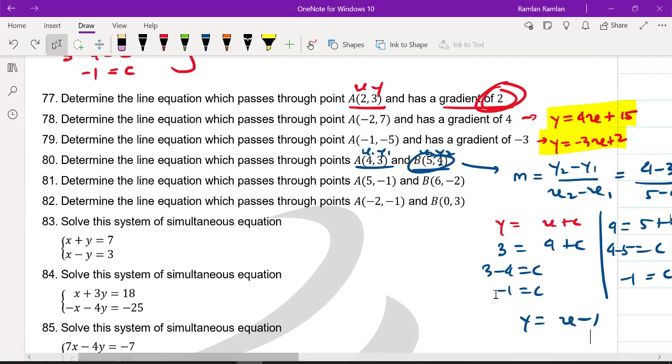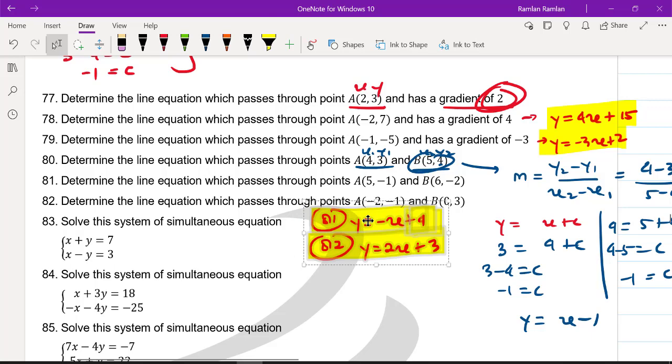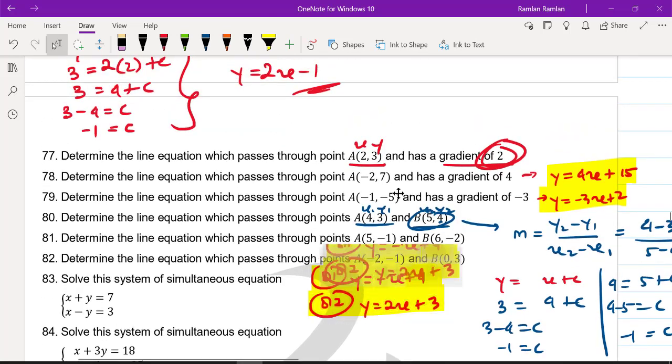You can pause the video now and try to do number 81 and 82, and then go back to the video to see the final answer. Okay, so for number 81 and number 82, these two are the final answers. You can check your answer and check whether it is true or not. I hope you get it correctly. Okay, so let's now go to number 83.